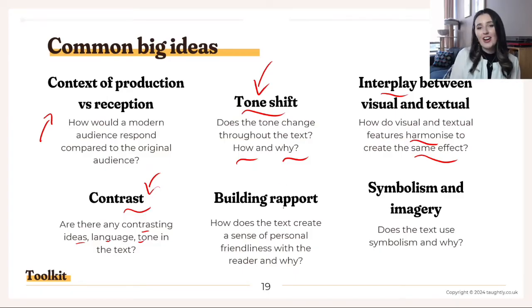Another thing that you could write a paragraph about is how the text builds rapport. So rapport means a sense of personal friendliness. How does the text create that sense of closeness with the reader and why? You could also have a paragraph about symbolism or imagery. Does the text use any symbolism, create any imagery? Why?